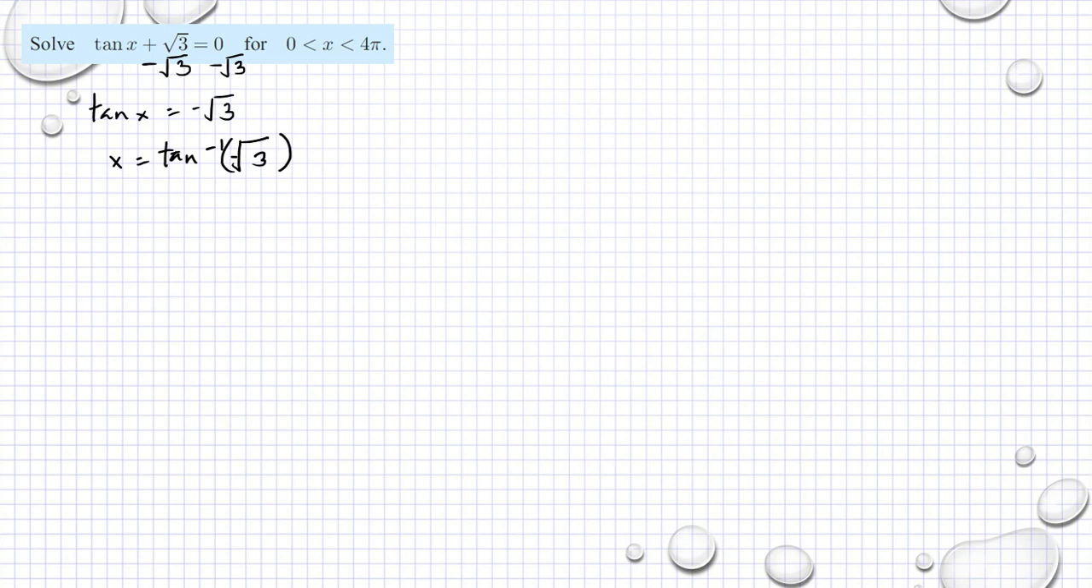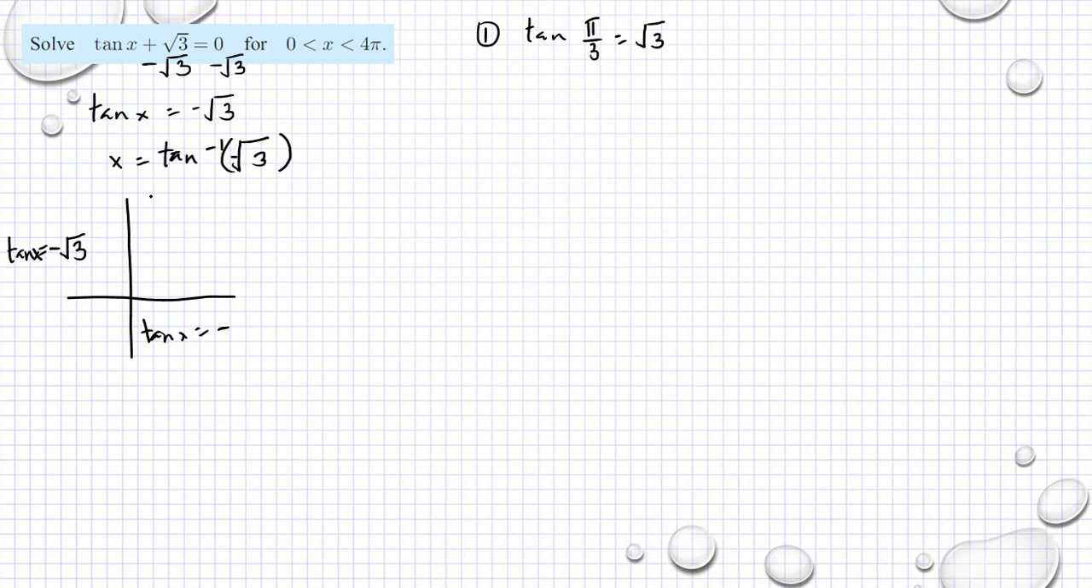That's it. And we know that the tangent of pi divided by 3 is square root of 3. That means if we're going to look here now, this is your first quadrant. That means we have negative square root of 3 there. Tangent x is equal to negative square root of 3 there. It's also here. Tangent x is equal to negative square root of 3 there.